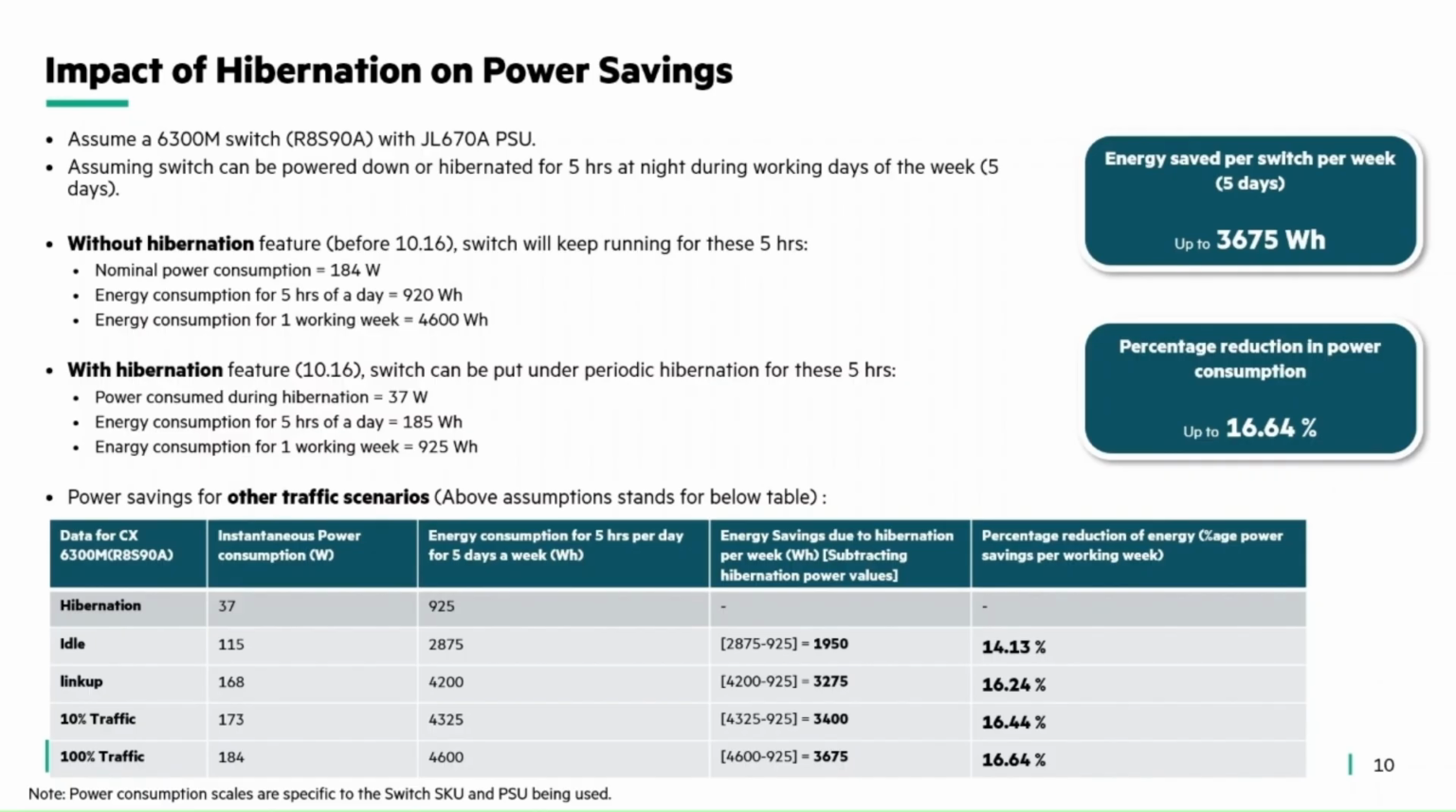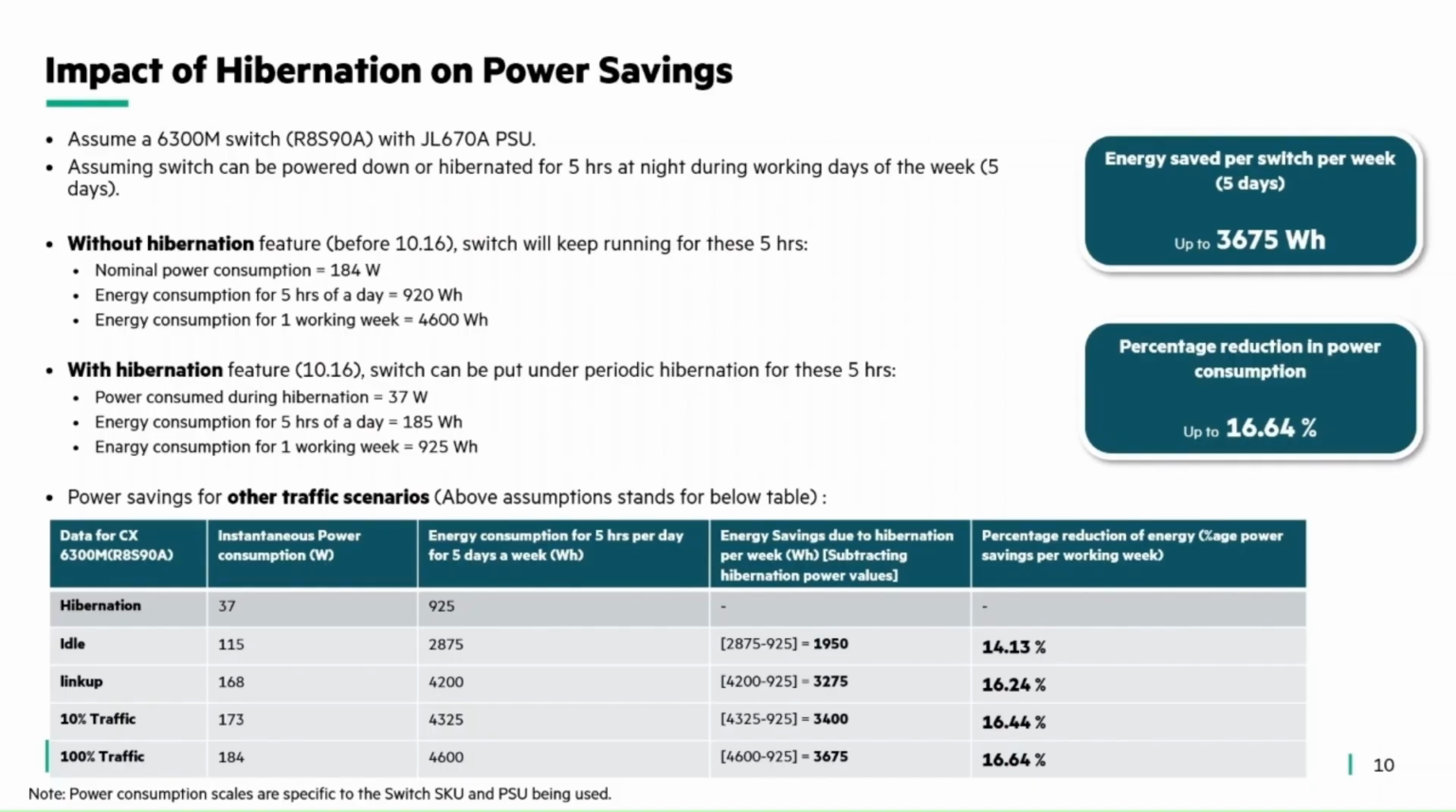Let's make some assumptions to understand the impact of hibernation on power savings. Assume a 6300 switch with a JL670A power supply unit on it, and we are assuming an environment where the switch can be powered down or hibernated for 5 hours at night during the working days of the week.